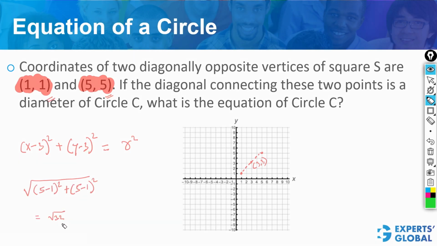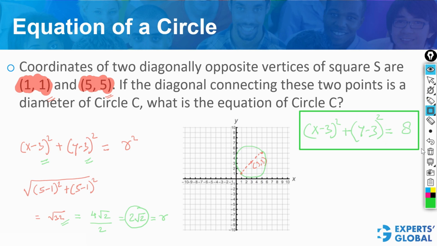However, please understand that this value represents the diameter. The value of root 32 is 4 root 2. Therefore, the radius is half of it. Therefore, 2 root 2 is the required radius. Therefore, the required equation is (x − 3)² + (y − 3)² = radius squared, which is (2 root 2)², and therefore 8. This is the required equation.